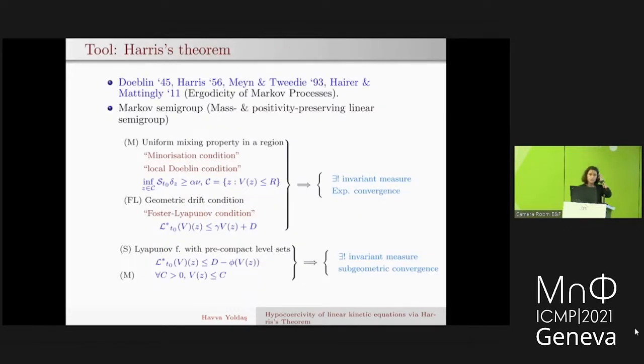I'm not going to go into the details of the proofs. It's based on Harris's theorem, which dates back to Doeblin's paper in 1945, about studying the invariant measures for discrete Markov chains. Then Harris, in his 1956 paper, studied the necessary and sufficient conditions for a Markov chain to possess an invariant measure. And then Meyn and Tweedie in 93 used these results to show convergence to that unique invariant measure. And in the 2011 paper by Hairer and Mattingly, they presented a simpler version of the proof of these theorems by using transport distances. There are also results based on this version of the proof.